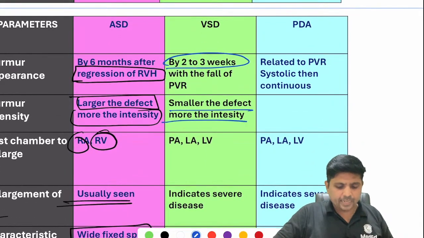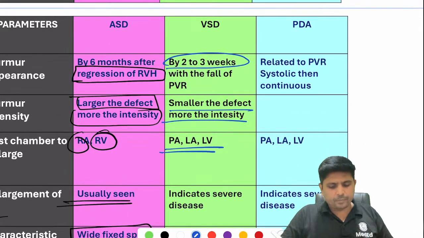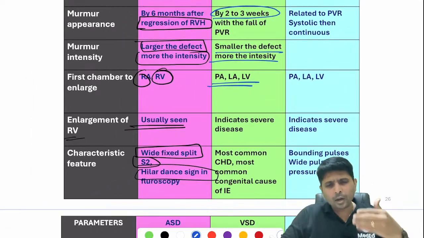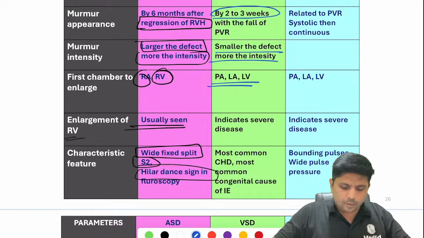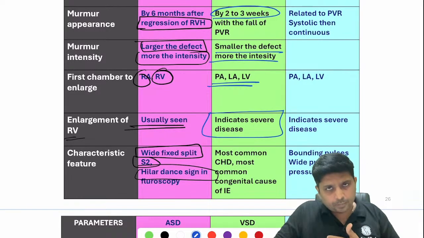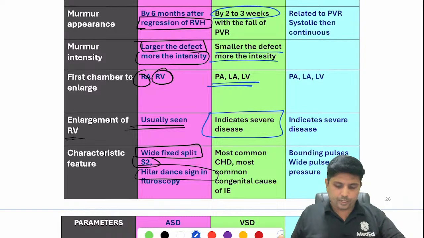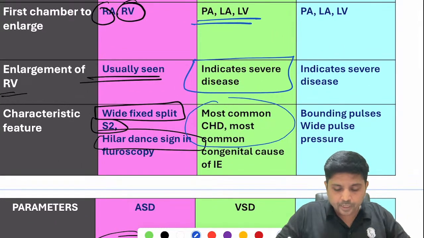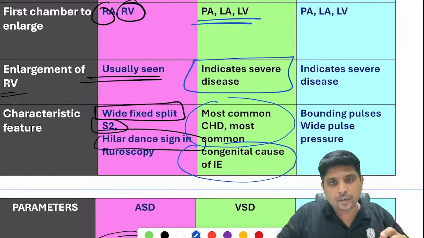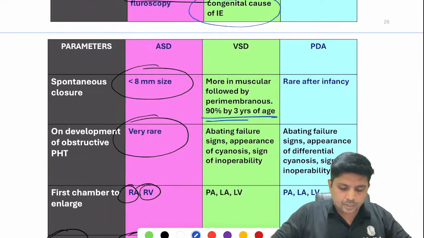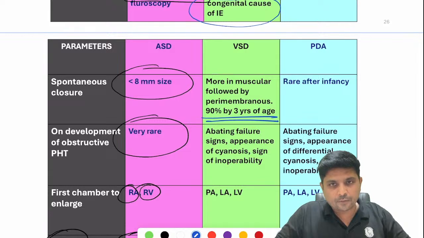Shunt murmur, as I explained already, your left atrium, left ventricle and pulmonary artery are increased in that order. More the right ventricular hypertrophy means more severe the pulmonary hypertension, more severe the left to right shunt. And remember, this is the most common acyanotic congenital heart disease and most common cause for infective endocarditis. So usually majority of them will close by 3 years of life.